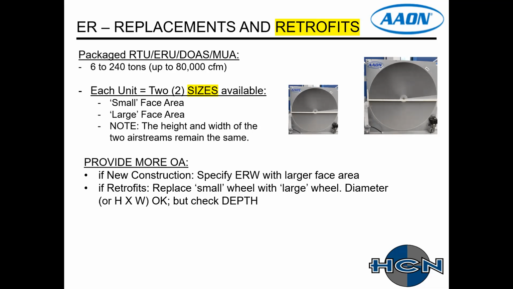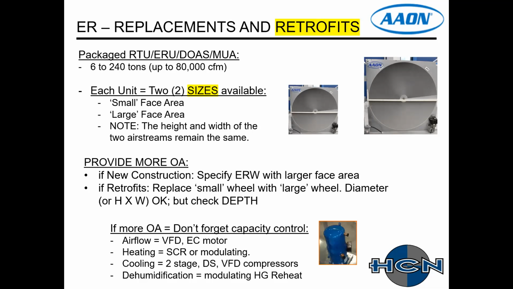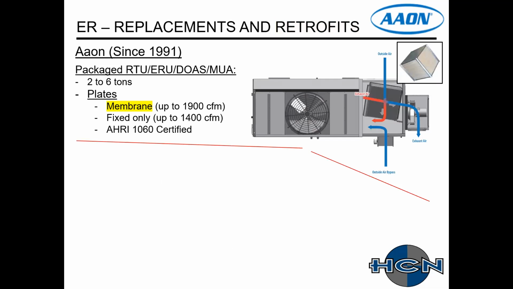If designing for new construction, instead of specifying the small energy recovery wheel, let's put in the larger one to provide additional outside air. And then also for retrofits, if you have a small wheel, you could potentially replace it with a large wheel. Just the height and width are okay, but then based on the sizes, they do come in different depths. That would have to be investigated to see if that was possible. And then once again, just to remind you, if you're putting in more outside air, don't forget to add your additional capacity control for your airflow, heating, cooling, as well as dehumidification, all right?